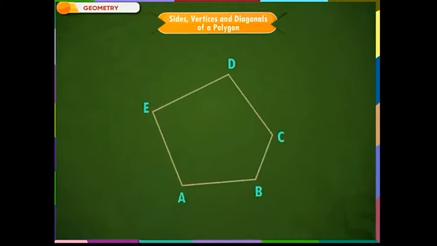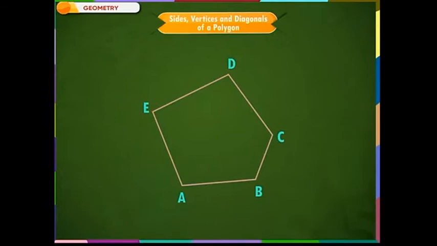Sides, vertices and diagonals of a polygon. This is a polygon formed with 5 line segments. The line segments forming a polygon are called its sides. This polygon has 5 sides: AB, BC, CD, DE and EA. The points at which the sides meet are called vertices. This polygon has 5 vertices. These are A, B, C, D and E.